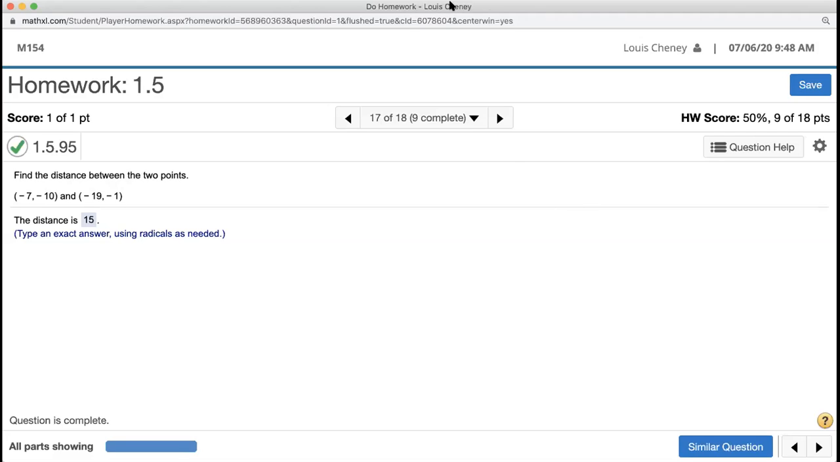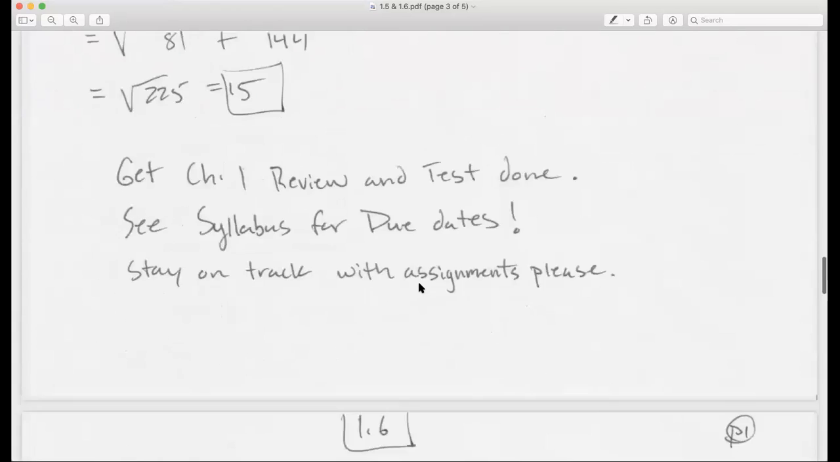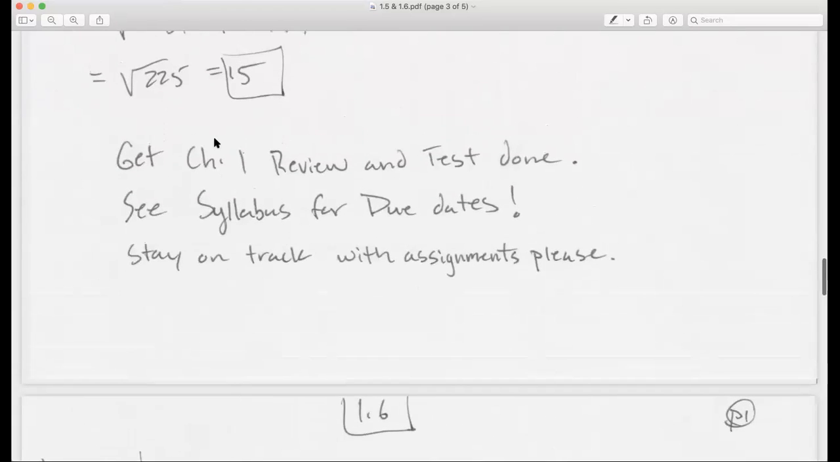All right, so now let's get you a new share here. I wanted to show you 1/6. Okay, 1/6 is here. I'm reminding you, hey, get your chapter review and your test done, and look at the syllabus for the due dates, and please stay on track with assignments so they don't pile up at the end.